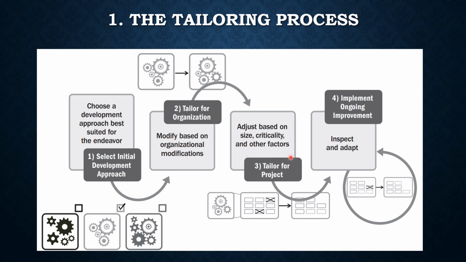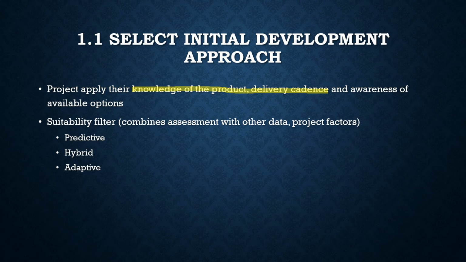Then tailor for the project. Adjust based on the size, criticality, and other project factors. After tailoring for the project, you can go for implementing ongoing improvement. So you can use many mechanisms to inspect and adapt, and you can go for continuous improvement. So these are the four steps in tailoring the processes as part of project management principles. Let's get into each one in detail.